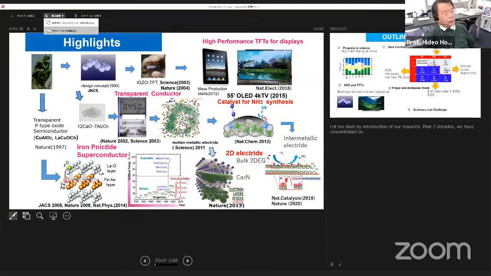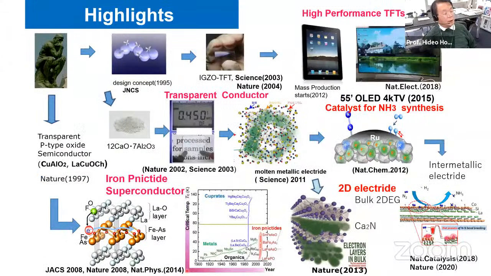So the second is calcium aluminate. This is a typical insulator, but when part of the oxygen is replaced by electrons, we can obtain transparent metals. When it has small particles of ruthenium on the metallic calcium aluminate, this material shows pretty excellent catalytic activity for ammonia synthesis at mild conditions. We are now focusing on this research.